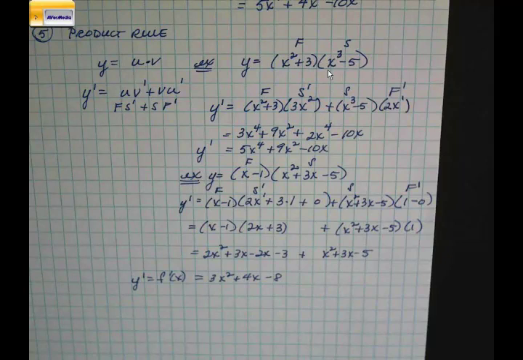It just takes a little practice. You will get very good at it. First times the derivative of the second plus the second times the derivative of the first, and you will get there.